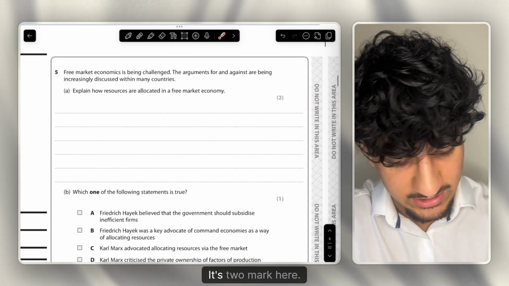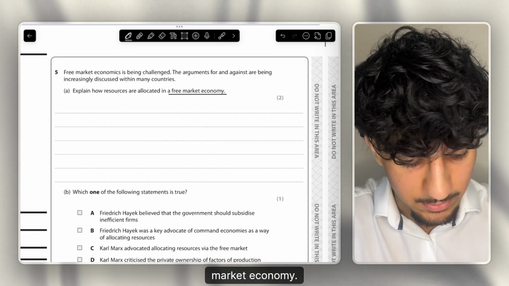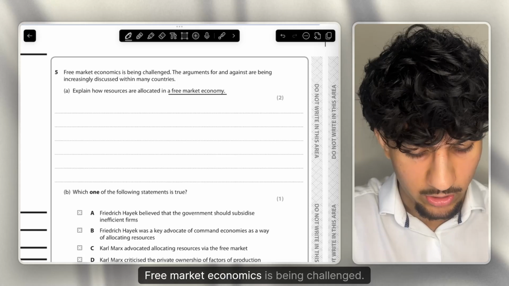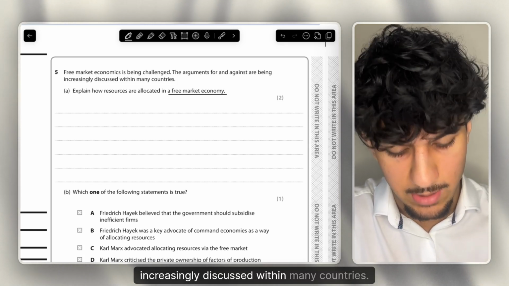It's a 5-mark question. It's 2 marks here. So explain how resources are allocated in a free market economy. Let's have a read of the stimulus. Free market economics is being challenged. The arguments for and against are being increasingly discussed within many countries.